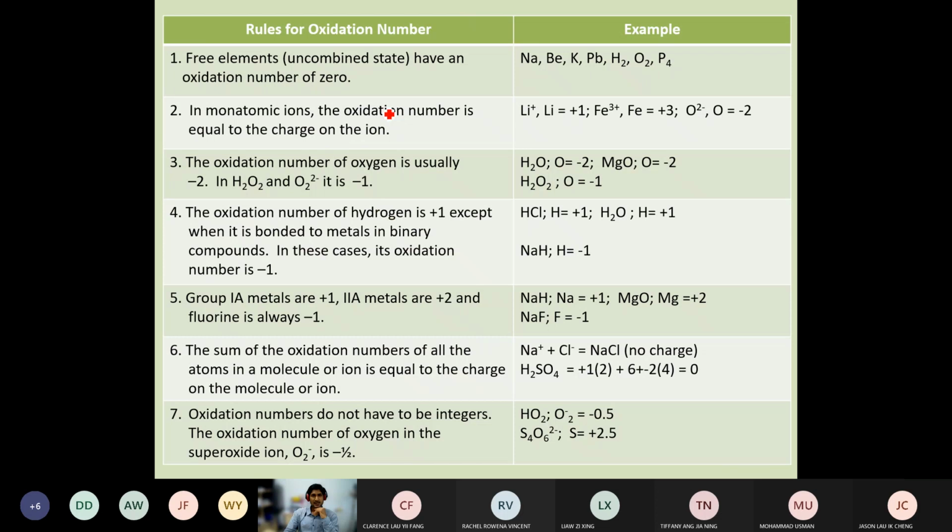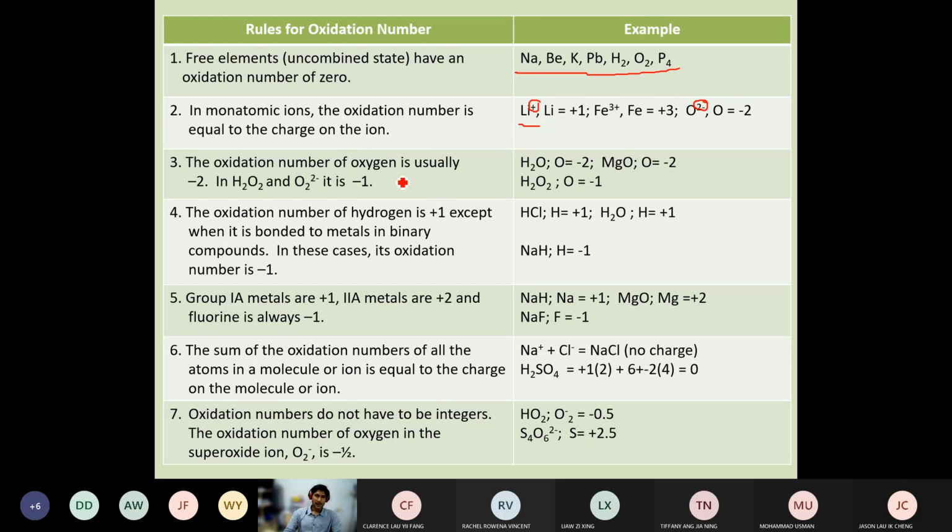There are some rules that I say we have to remember about oxidation state. When an element is in the uncombined state, the oxidation state is always, sorry, zero. They are always zero. Okay, and for elements or ions that have a positive or negative charge, whatever charge, the oxidation state is equal to the charge they are carrying.